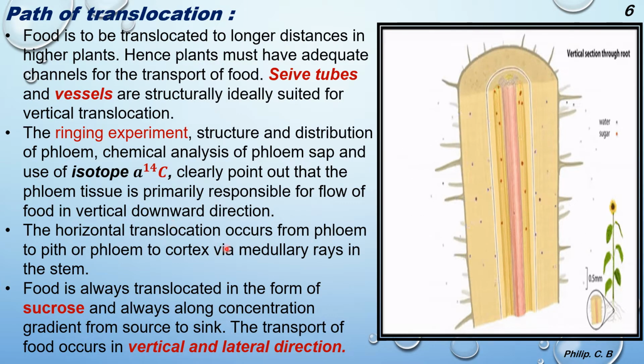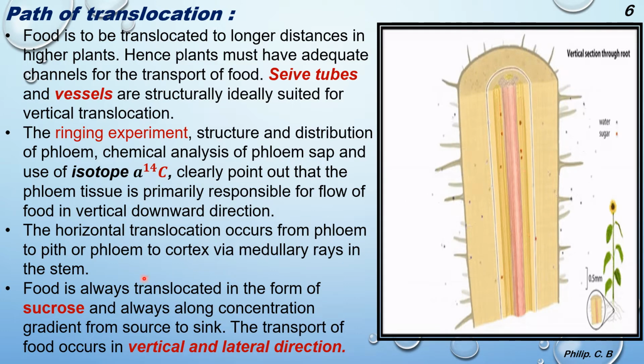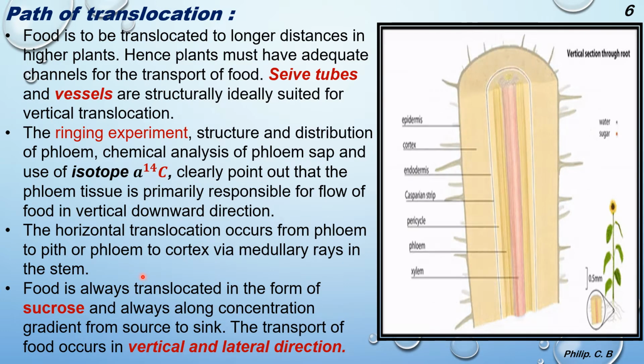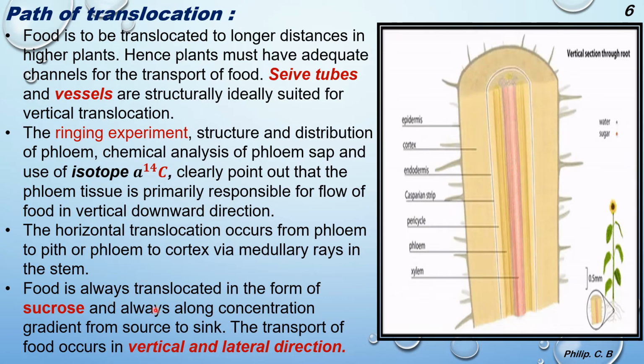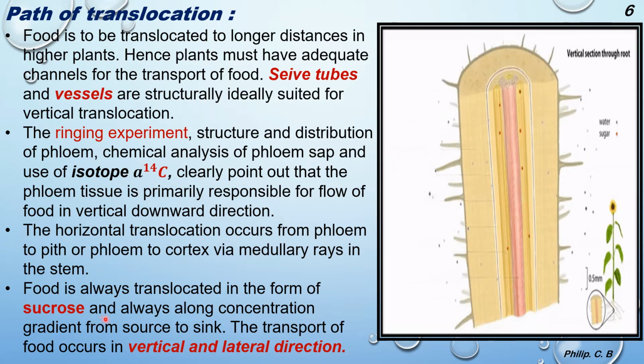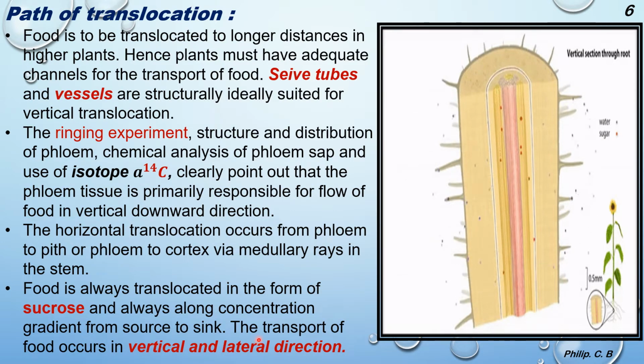The horizontal translocation occurs from phloem to pith or phloem to cortex via medullary rays in the stem. Even along with the vertical flow, horizontal translocation also occurs from phloem to pith or phloem to cortex region. Food is always translocated in the form of sucrose and always along the concentration gradient from source to sink. The transport of food occurs in vertical and lateral direction.